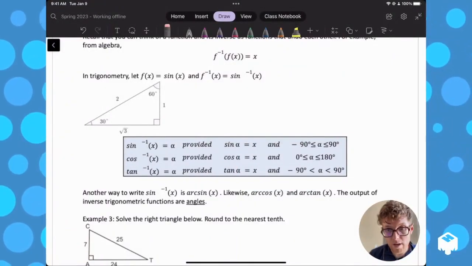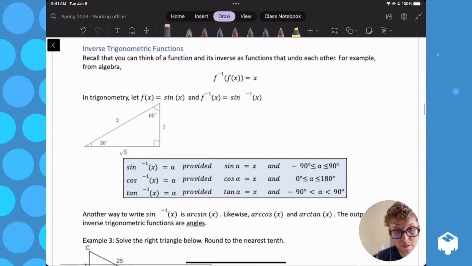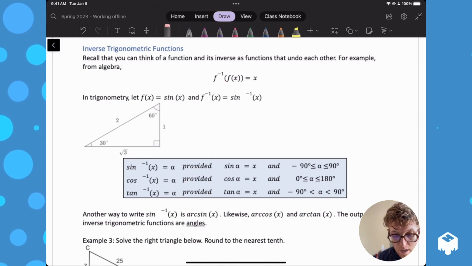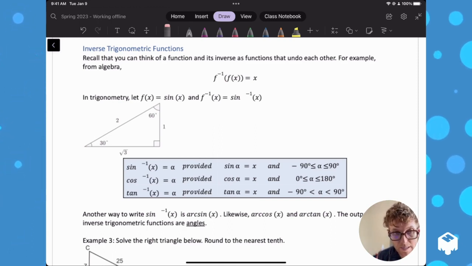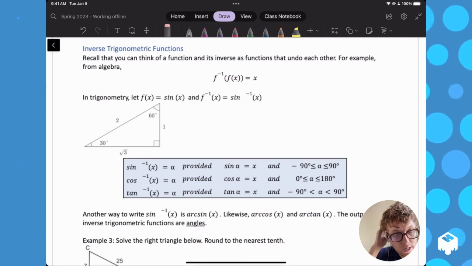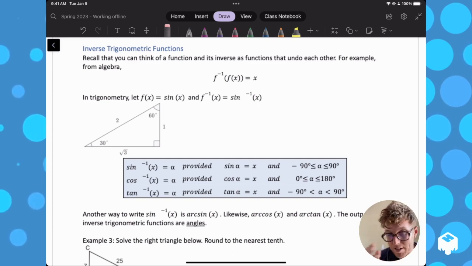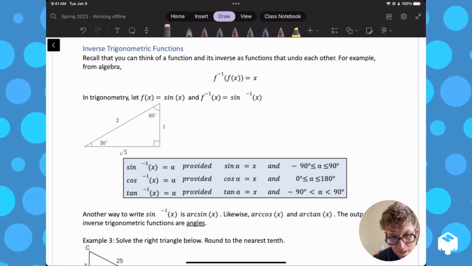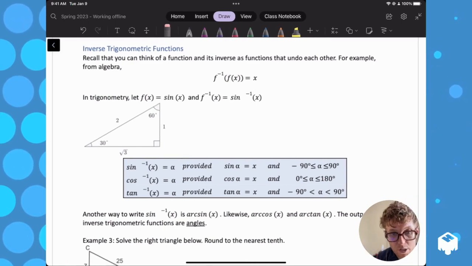All right, so next, what I want to talk about is inverse trig functions. So you learned in algebra that there are inverse functions. It undoes each function. But with trig, because we are dealing with angles, there's actually some equivalent angles that produce the same values. And so when we think about trig functions, we have to be aware of the domain and the range. And that's going to become a lot more clear when we start graphing these sine, cosine, and tangent functions.